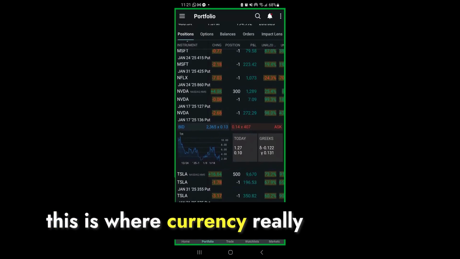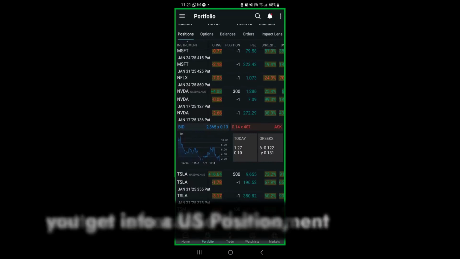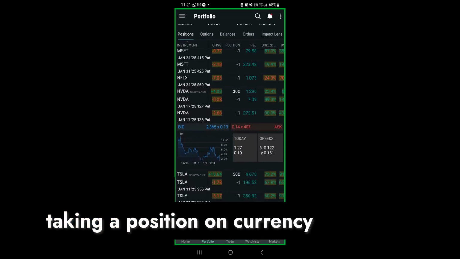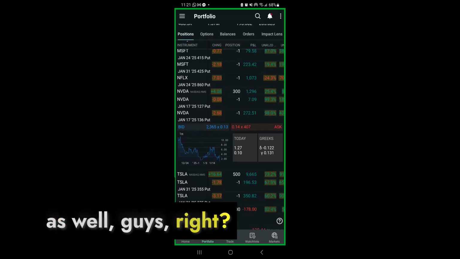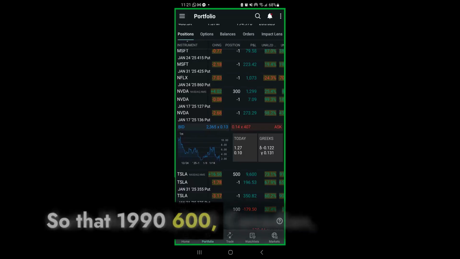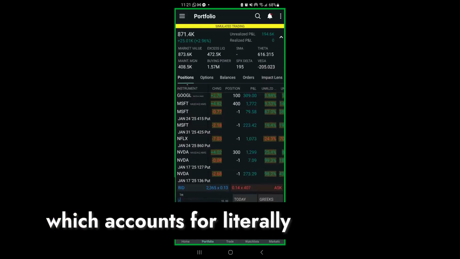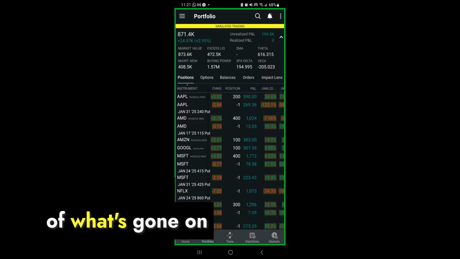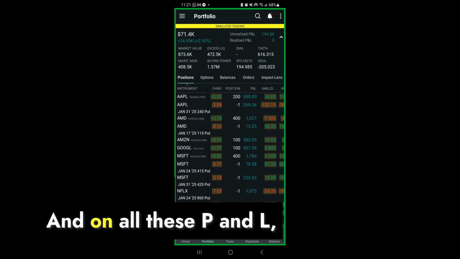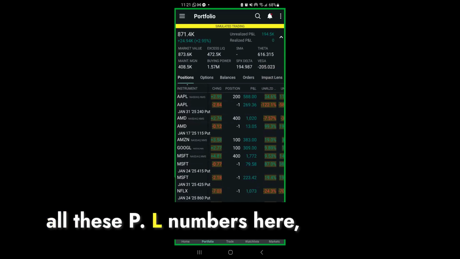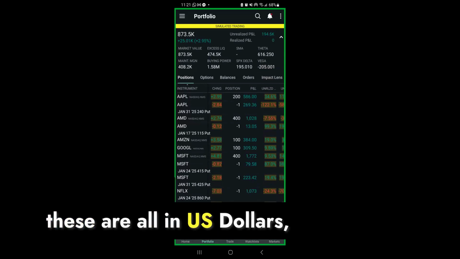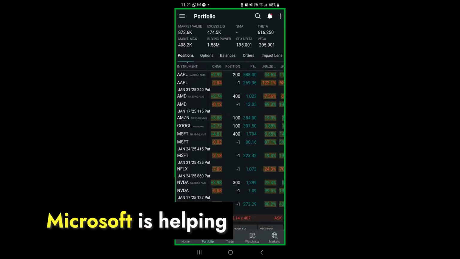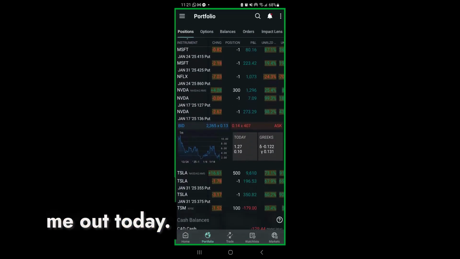And this is where currency really matters, because the moment you get into a US position, you're also taking a position on currency as well, guys, right? So that $9,600 is like $13,000 Canadian, which accounts for literally half or more than half of what's gone on in my portfolio. And all these P&L numbers here are in US dollars, right? So obviously Nvidia is helping me out today. Microsoft is helping me out today.